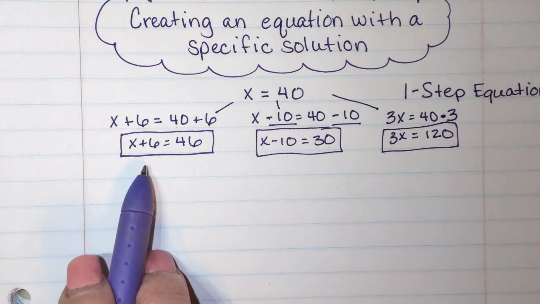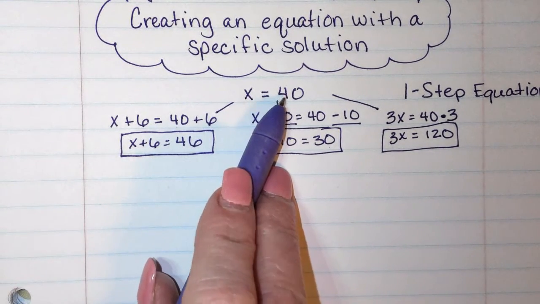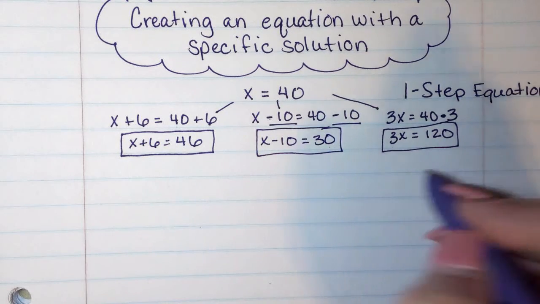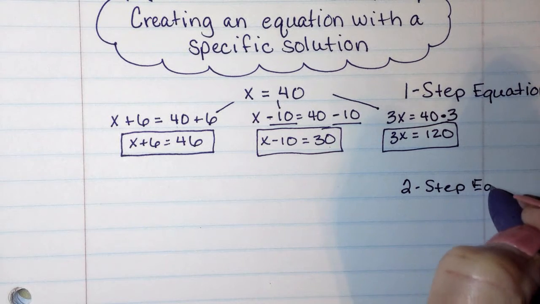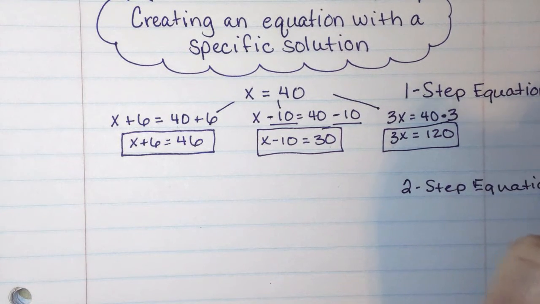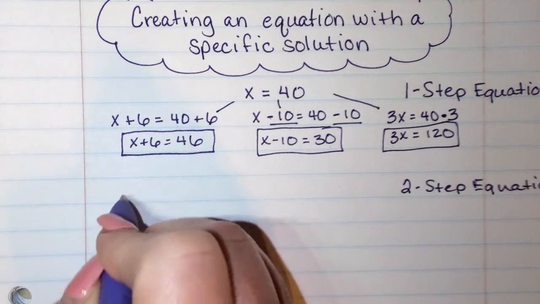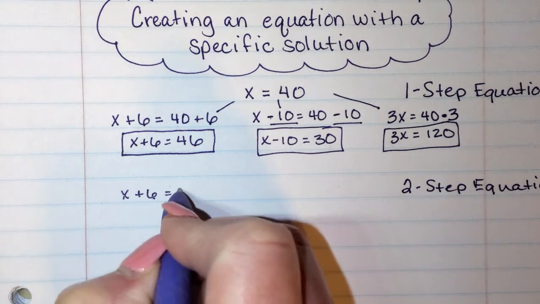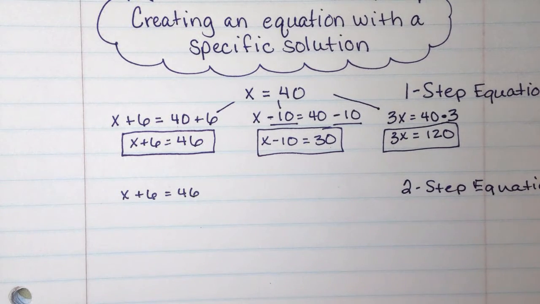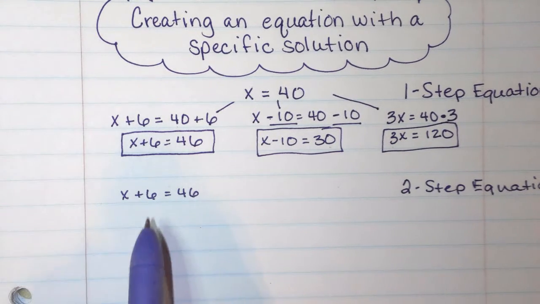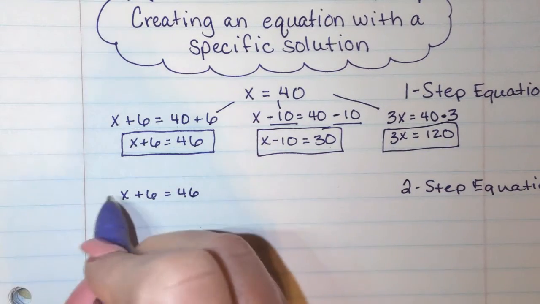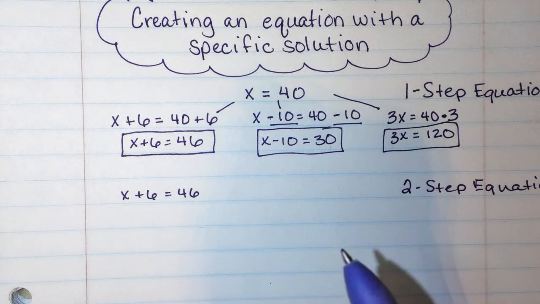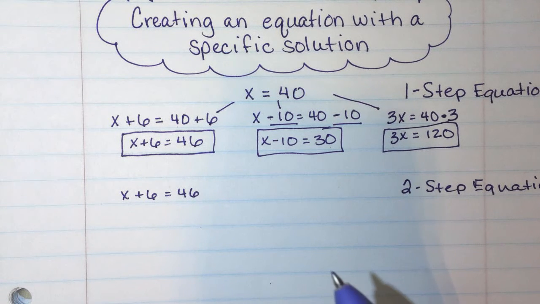Now, I am going to take this same equation, x equals 40, and I'm going to turn this into a two-step equation. Now, remember, I started with x equals 40, and then I changed one of my equations to x plus 6 equals 46. Now, I just do one more step. If it was addition, it's real easy to add a multiplication problem to this. So I'm just going to multiply both sides by 2.